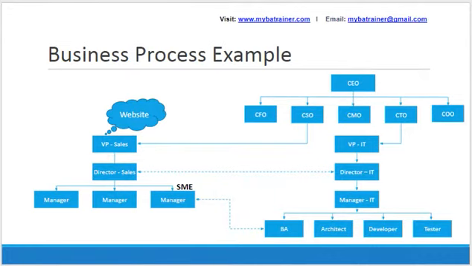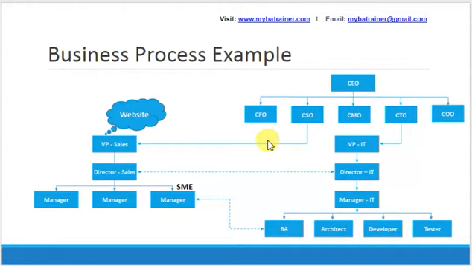I'll start with a small example. Let's say there is a hierarchy in the organization. On the right side, you have the CEO at the top. Under the CEO you have the CFO, then the CSO, CMO, CTO, COO. The Chief Technical Officer, the CTO, takes care of all the IT related decisions. Under him we have the Vice President IT, then Director IT, then Manager IT, and then the project team: the business analyst, architect, developers and testers.